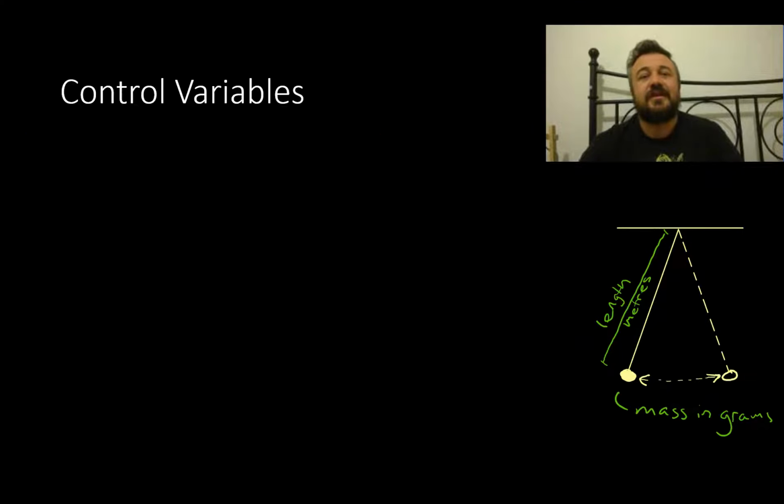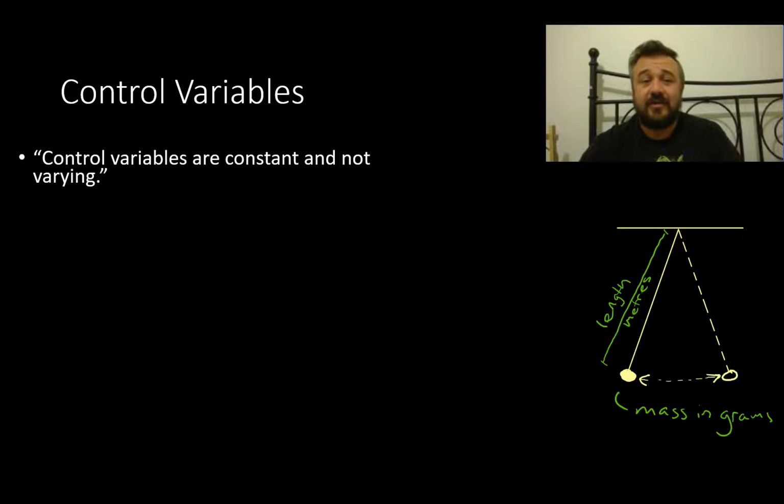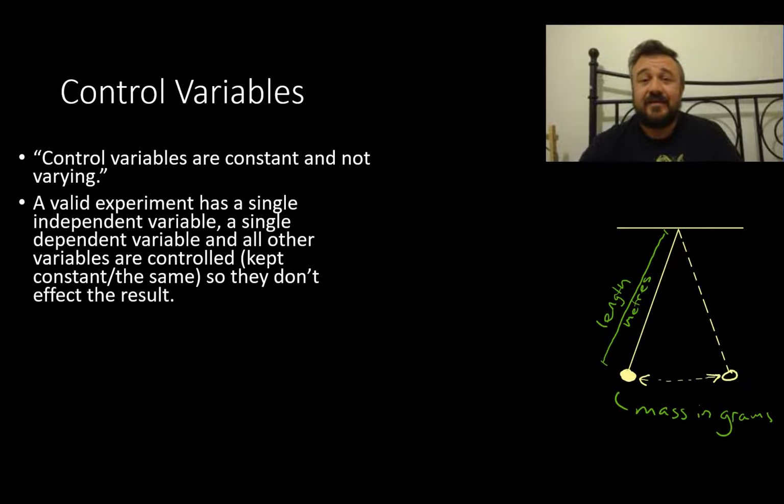So first off, with our experiment, let's look at control variables. Control variables are constant and not varying. In other words, they would be variables if we didn't control them in the first place. So a valid experiment has one independent variable, one dependent variable, and everything else is a control variable.